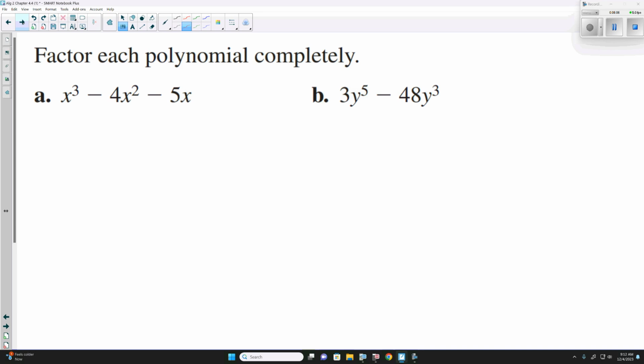Whenever we factor or look at these higher degree polynomial functions, the first thing we should be looking for is a greatest common factor. Greatest common factors are always helpful when solving or factoring. Because if we look at x to the third minus 4x squared minus 5x, is there a number or term in common with all three? Is there something that x cubed, 4x squared, and 5x all have in common?